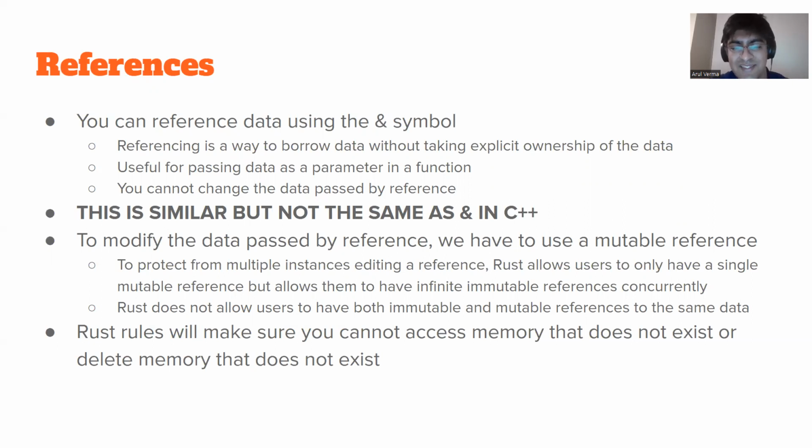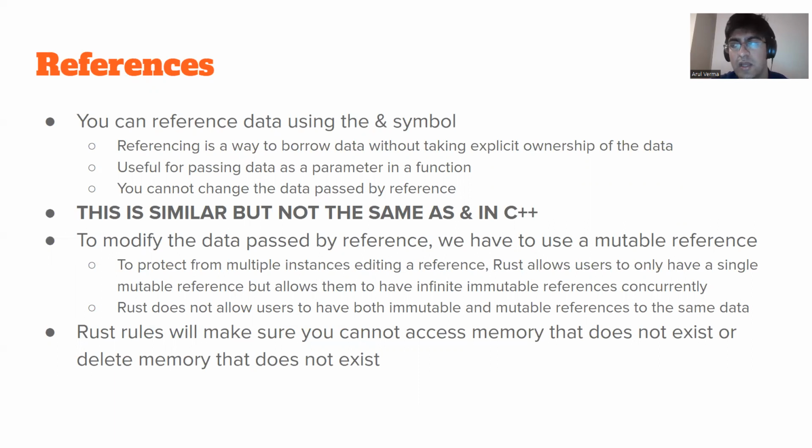And this is not the same as the & symbol used in C++. In C++, when you use the & symbol, you're passing data as a reference, and that allows you to change it, like you have full freedom, right? But in Rust, we have this concept of mut that we talked about in a previous lecture. So to modify data that is passed by a reference, you have to use a mutable reference. And I'll show you some code about that to show you exactly how it's used.